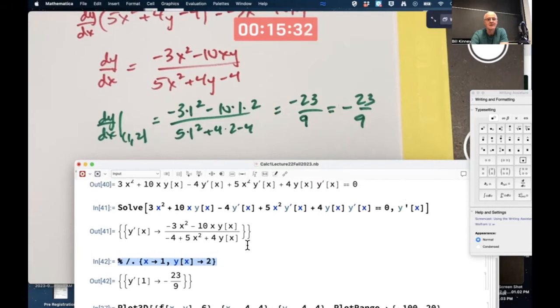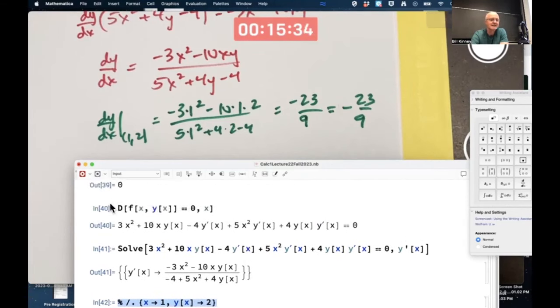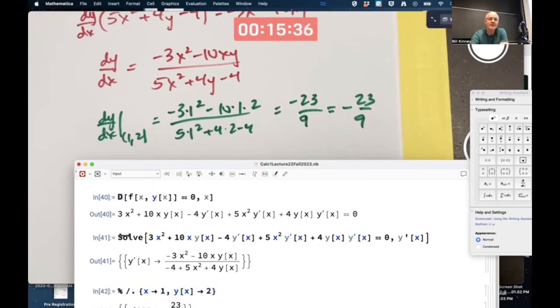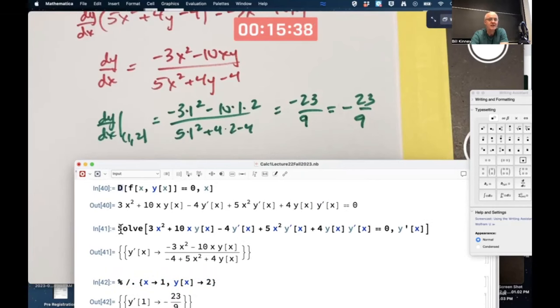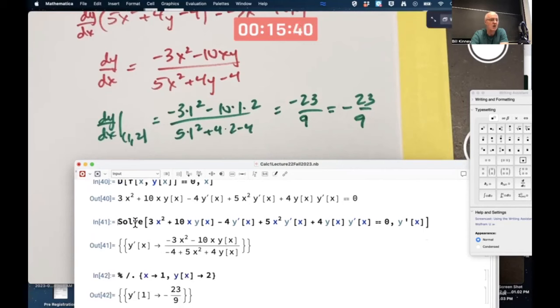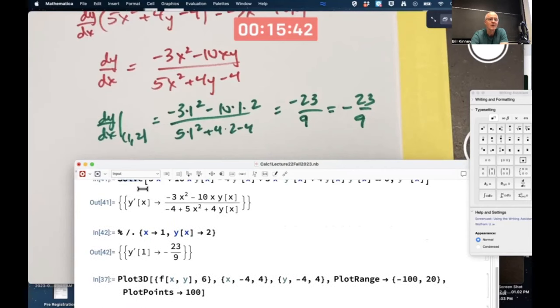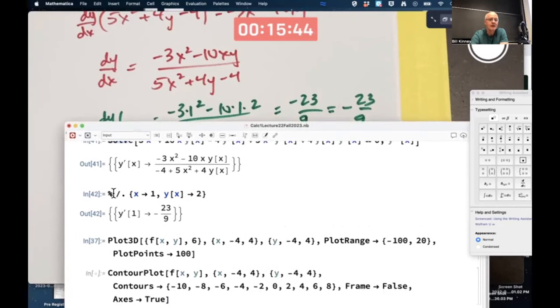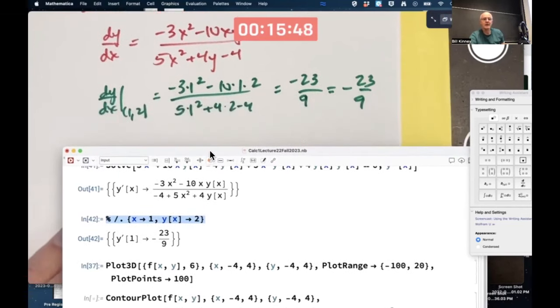Do you need to remember this for the test? No. You should know how to use D for the exam. Might test you on a little bit of Mathematica. You should know how to use Solve. Those kinds of things for the exam. You don't have to know this syntax. But I'm checking my work, making sure it's right.